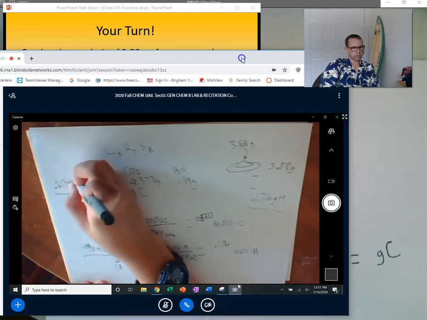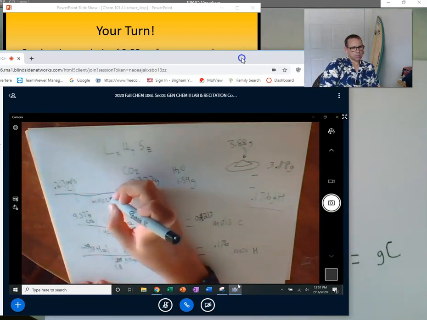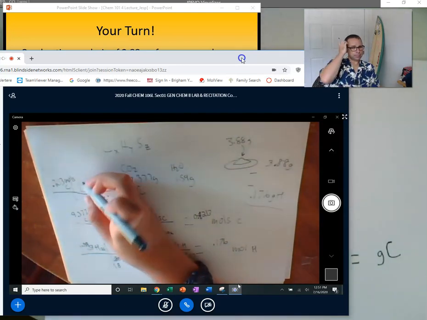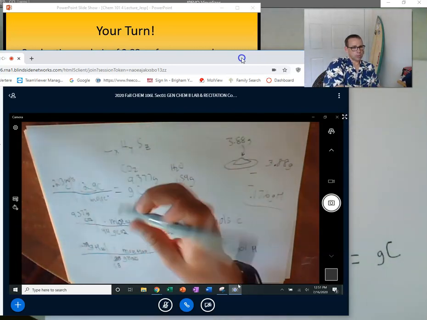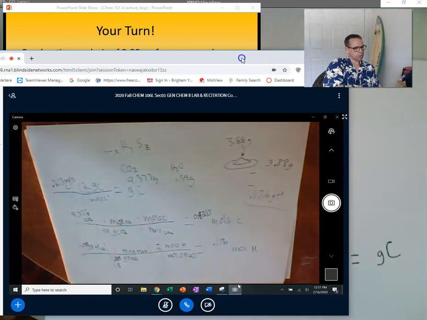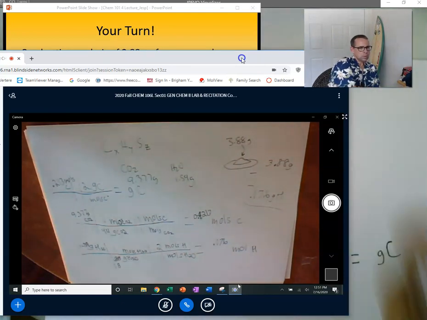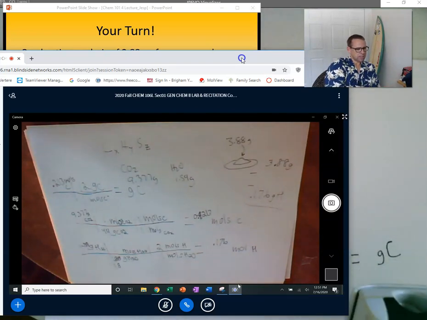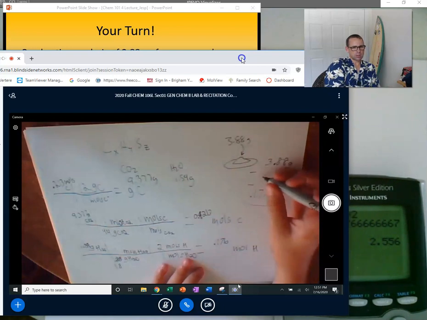Very good. Moles of carbon. Outstanding. And then moles of carbon there. And then we go to grams of carbon, right? Very good. So 0.213 times 12. That is equal to 2.556.